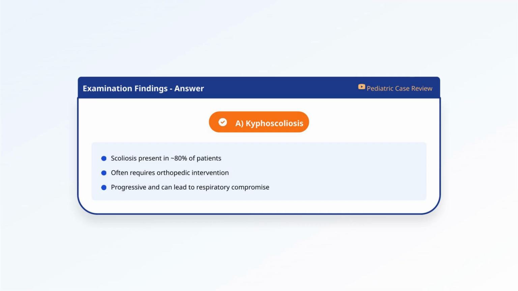Kyphoscoliosis. Scoliosis is present in approximately 80% of patients with Friedreich ataxia and often requires orthopedic intervention. The spinal curvature is progressive and can become severe enough to cause respiratory compromise. Regular monitoring and early intervention are important to manage this skeletal manifestation.